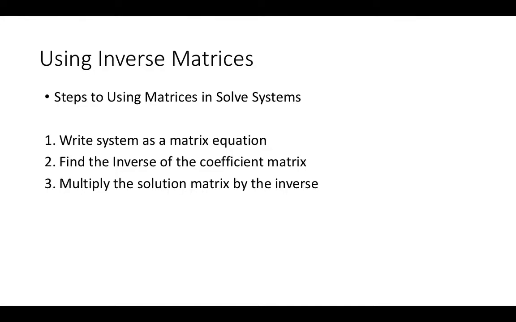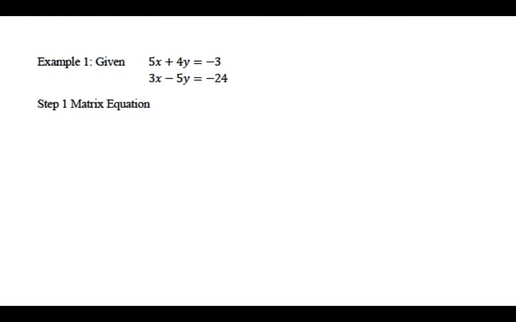Let's take a look at what that looks like. This is an example. We have two equations, 5x plus 4y equals negative 3, and 3x minus 5y equals negative 24. The first thing we want to do is write this in matrix equation form. You take what's on the left side of the equal sign and separate it into two matrices. First, take your coefficients.